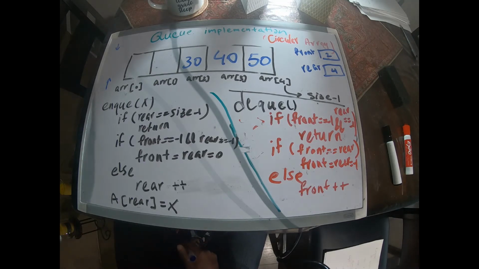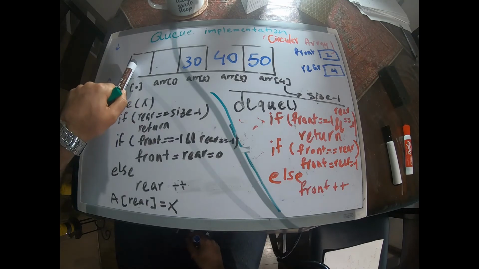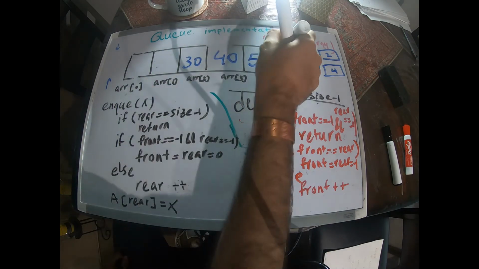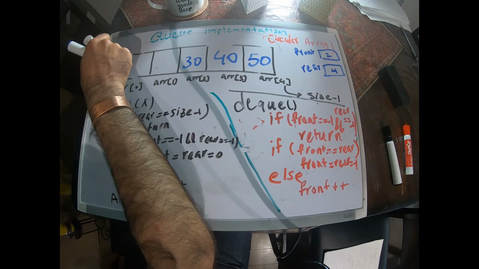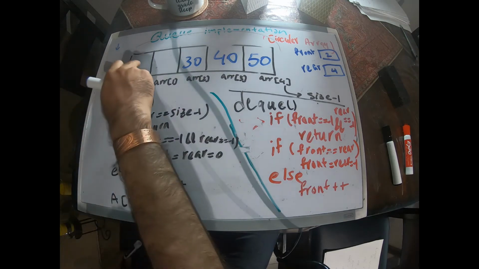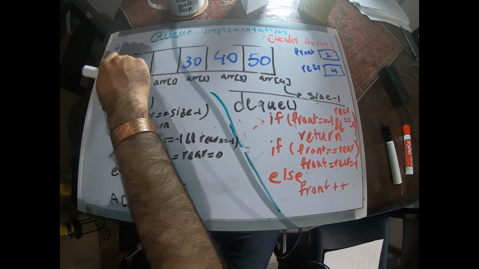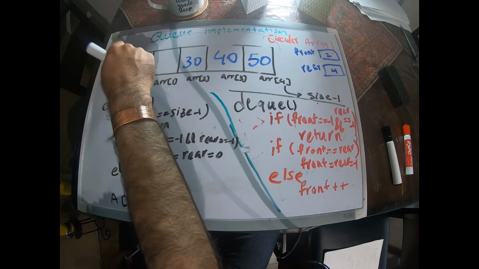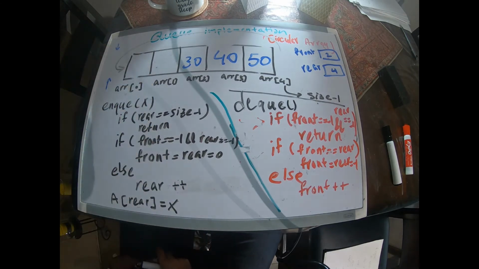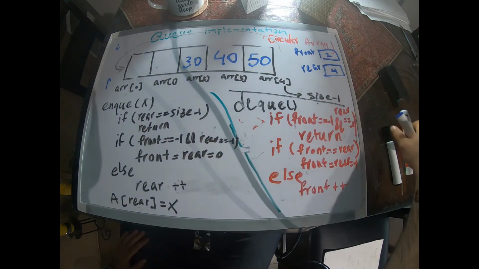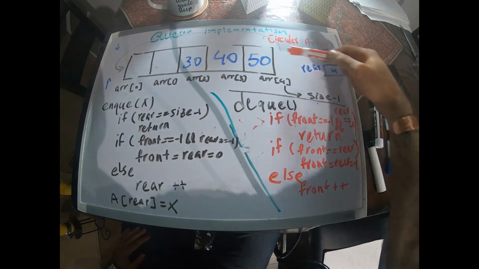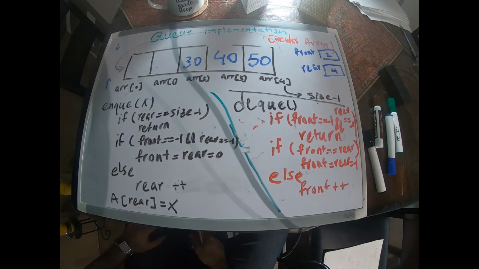So in the linear array, our array starts from index 0 and goes all the way to size minus 1. In the circular array, we basically want to be able to go back to the beginning of the array and check if there is empty space. We want to NQ here, and then this is going to be our rear. Our front is going to start from here, but our rear is going to be here. Okay, so let's do it step by step. At this point, our front is equal to 2 and our rear is equal to 4.